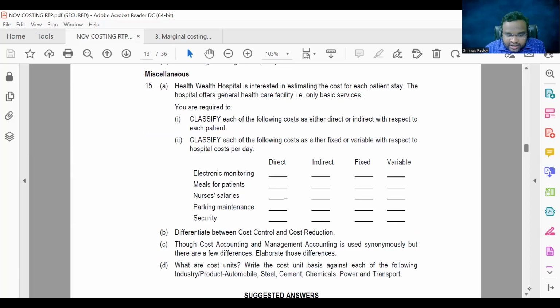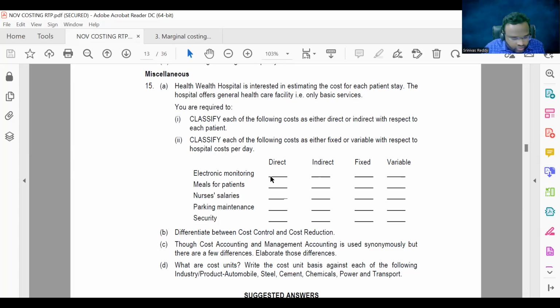Miscellaneous. Health Wealth Hospital is interested in estimating the cost of each patient stay. The hospital offers general health care facility, only basic service. You are required to calculate the following costs, either direct or indirect, with respect to each patient. Classify each of the following costs as variable or fixed with respect to hostel cost per day.